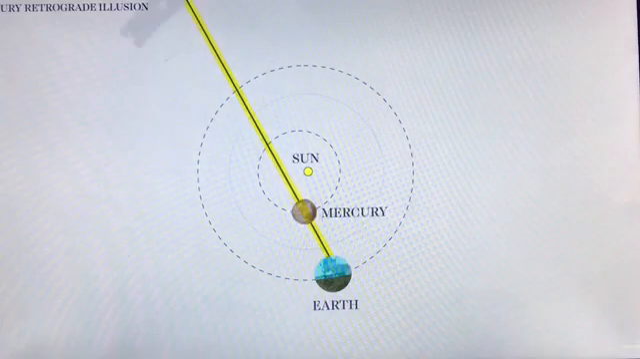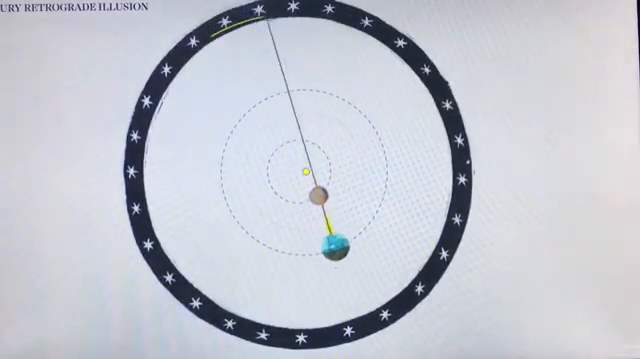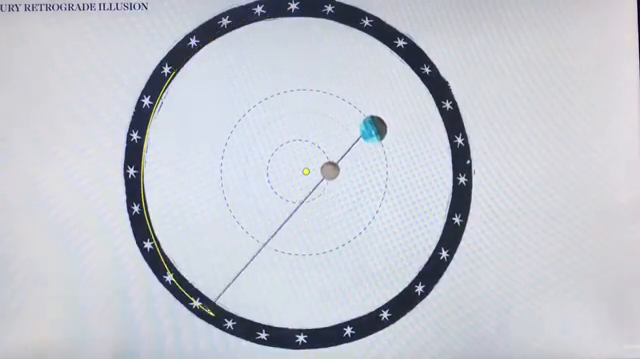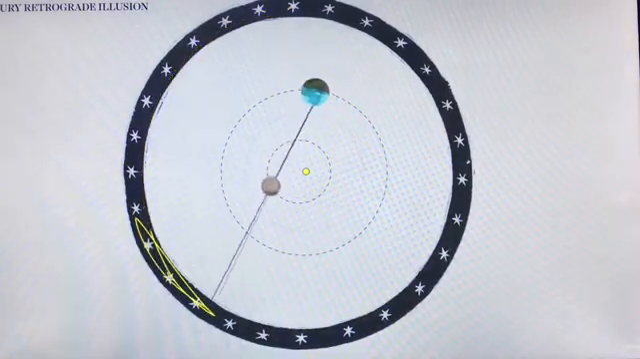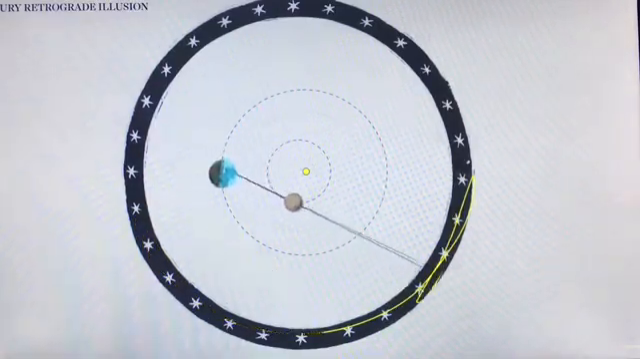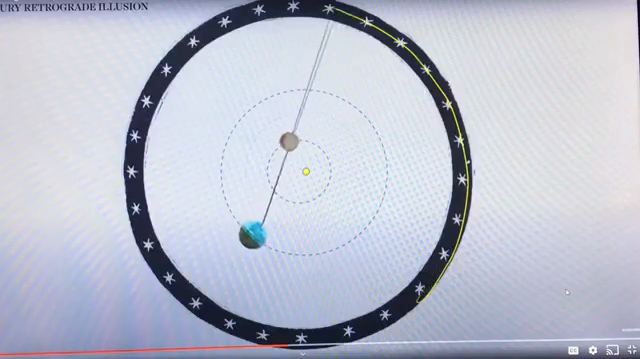This line shows our view of Mercury against the background stars. As Mercury passes us by, our line of sight shifts so that for about 3 weeks, Mercury will appear to loop back on itself when viewed from Earth. It's simply a function of two objects orbiting in the same direction at different speeds. If you stood on Mercury, you would see Earth make an apparent loop too.